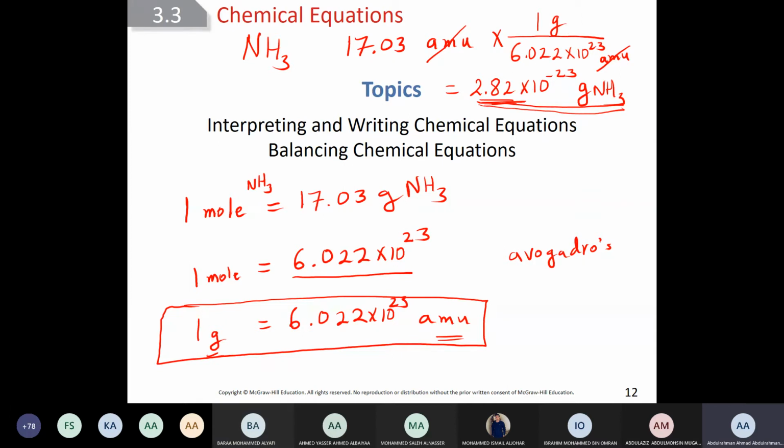It's the mass of what? Ammonia. Not 1 mole. This is the ammonia, 1 molecule. This is the mass of 1 molecule of ammonia in gram. And you can see this is a very small number. What's this number now?